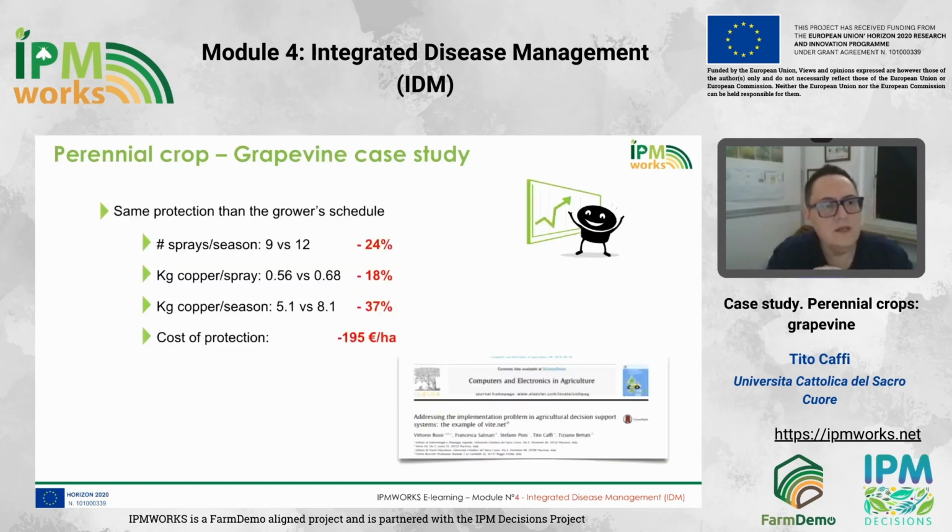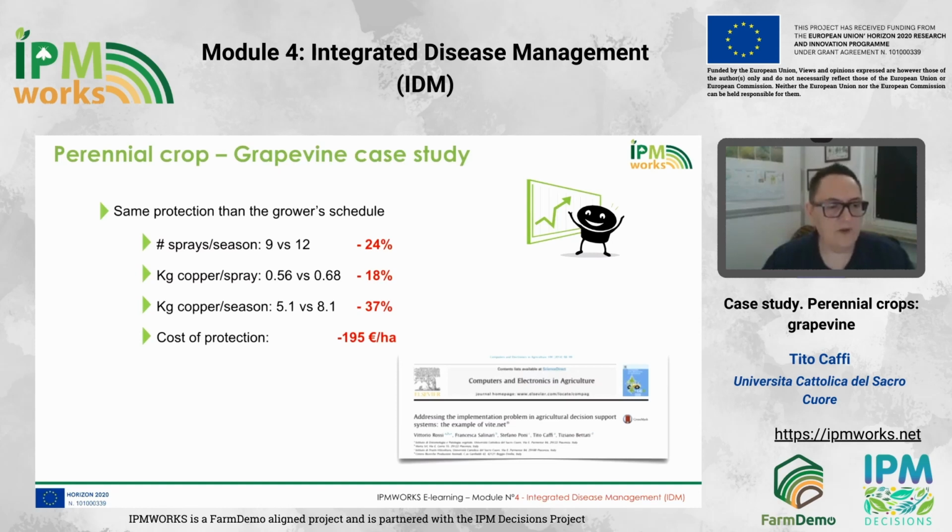And the result was a reduction in the total number of applications, from 12 to 9 sprays over the season, with a reduction in the amount of copper used. You know that copper is a critical point in crop protection because it is a heavy metal that remains in the soil, and we can have a threat to the deep water.